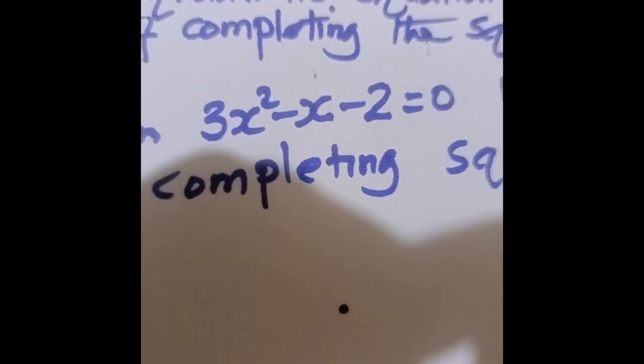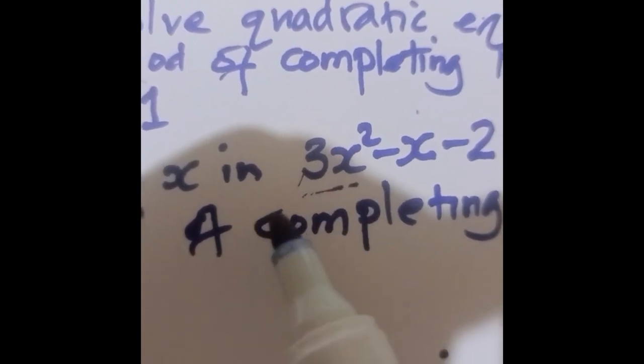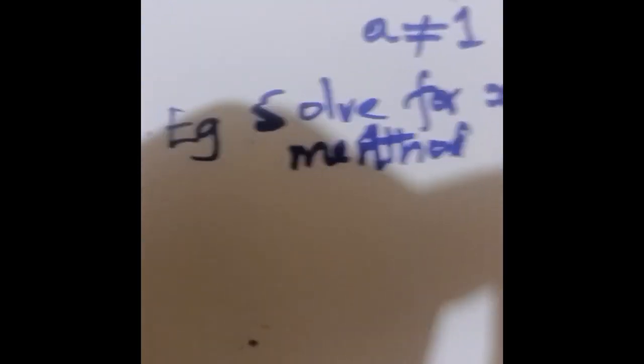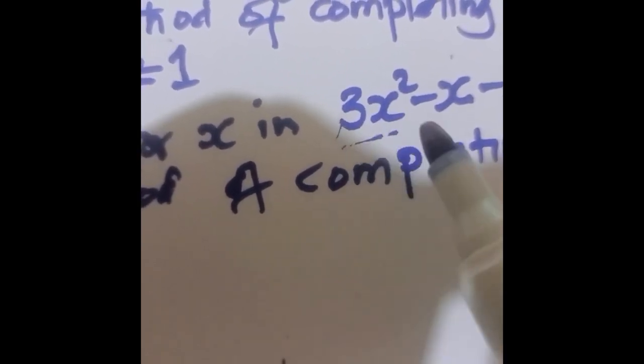Now notice that in this case, the first term has a coefficient which is not 1, so the coefficient here is 3. So how do you go about it? The first thing in this case is to make this coefficient 1. And how do we do that? By dividing the equation through all the terms by the 3.